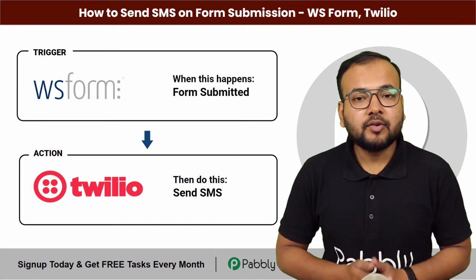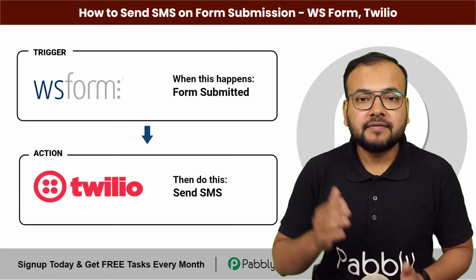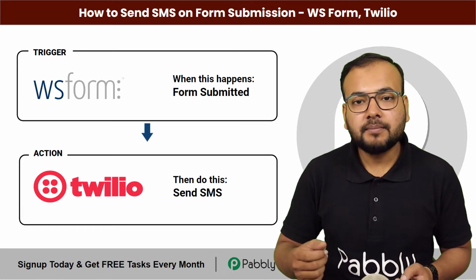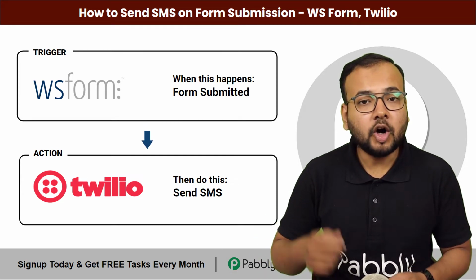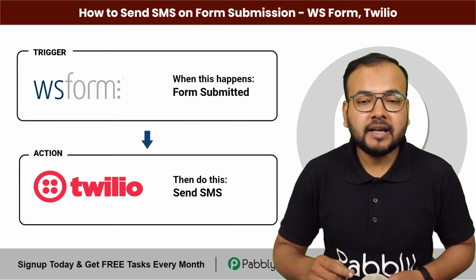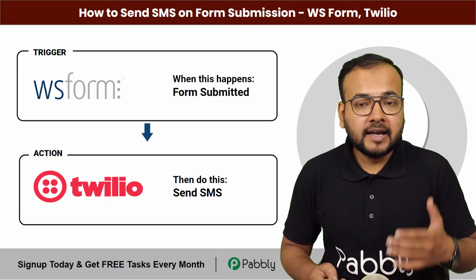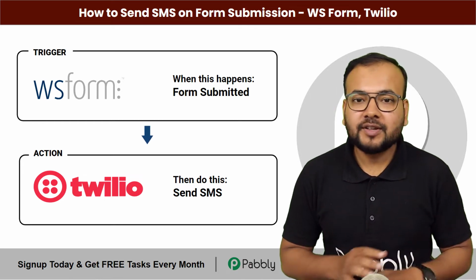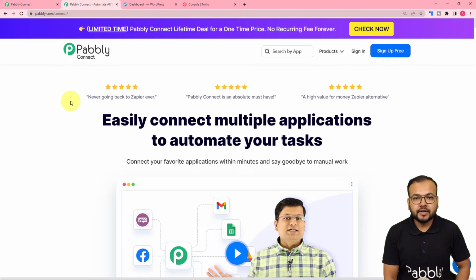Right, and we are going to integrate both of these applications in such a way that whenever you are going to receive a form submission, a SMS will be delivered to the person who has filled the form automatically. So that can be any kind of transactional SMS or promotional SMS. Okay, and we are going to set up this automation without any coding very easily. So let's begin. So we are using Pabbly Connect to set up this automation, guys.